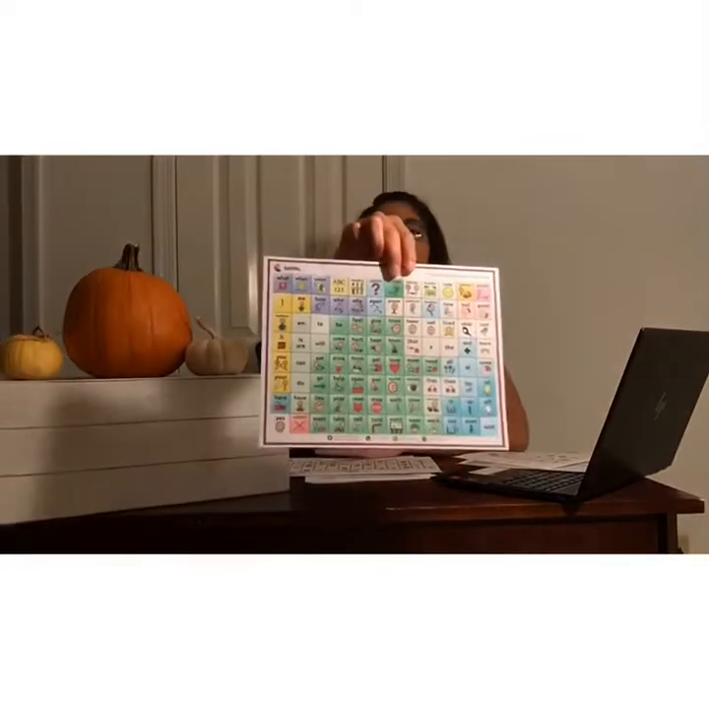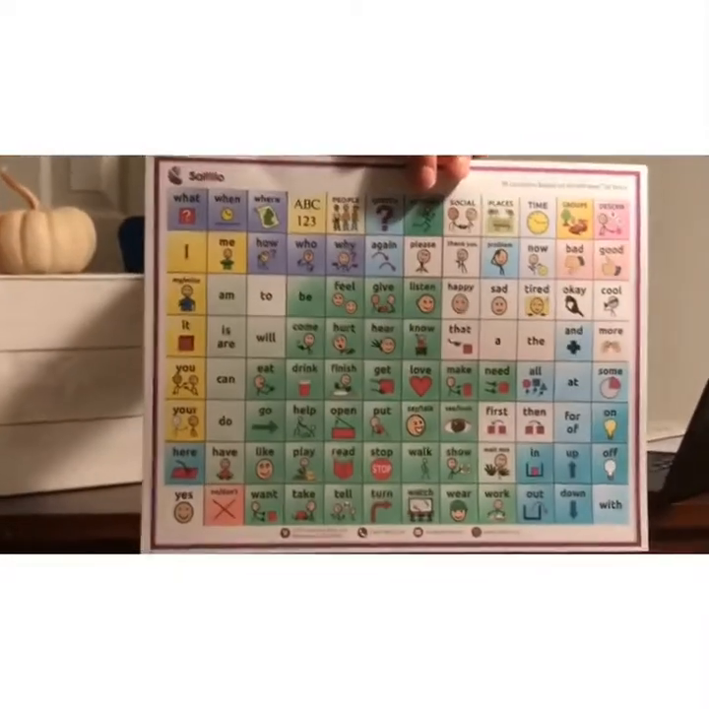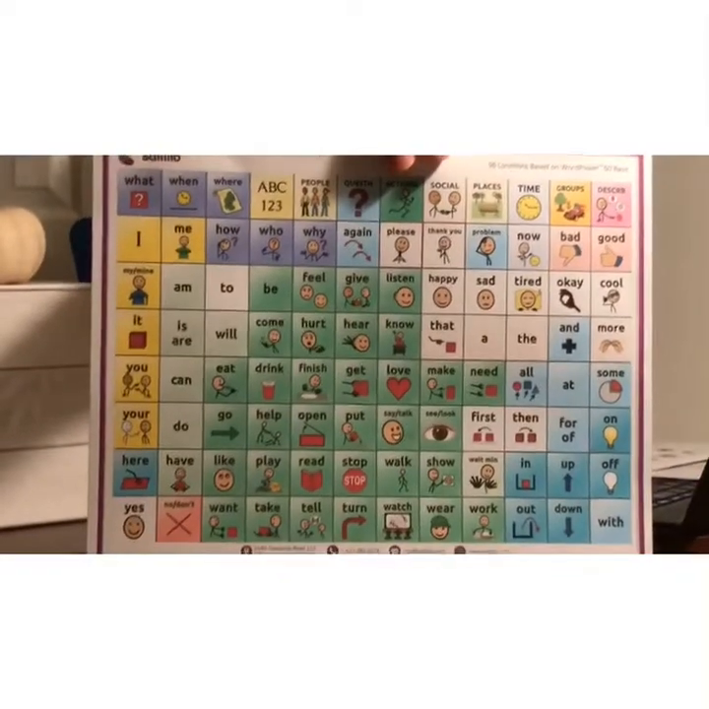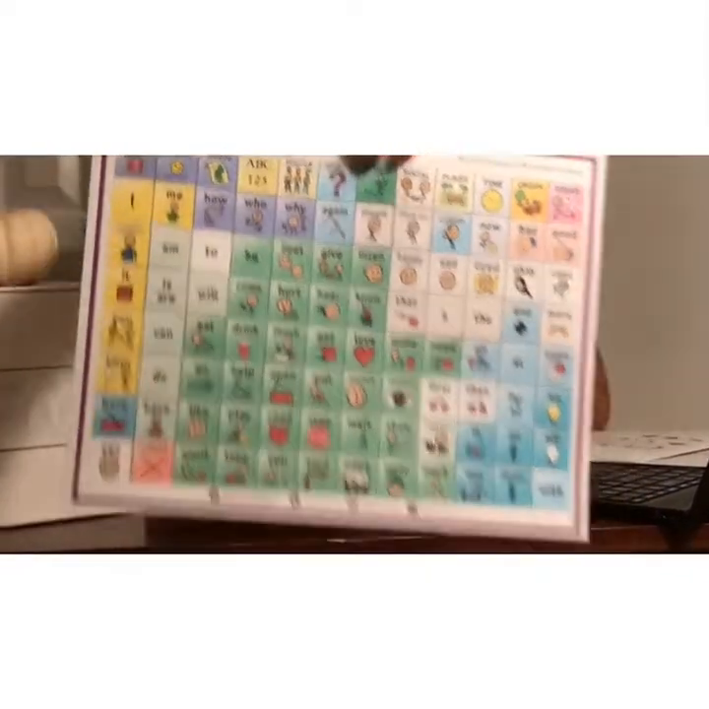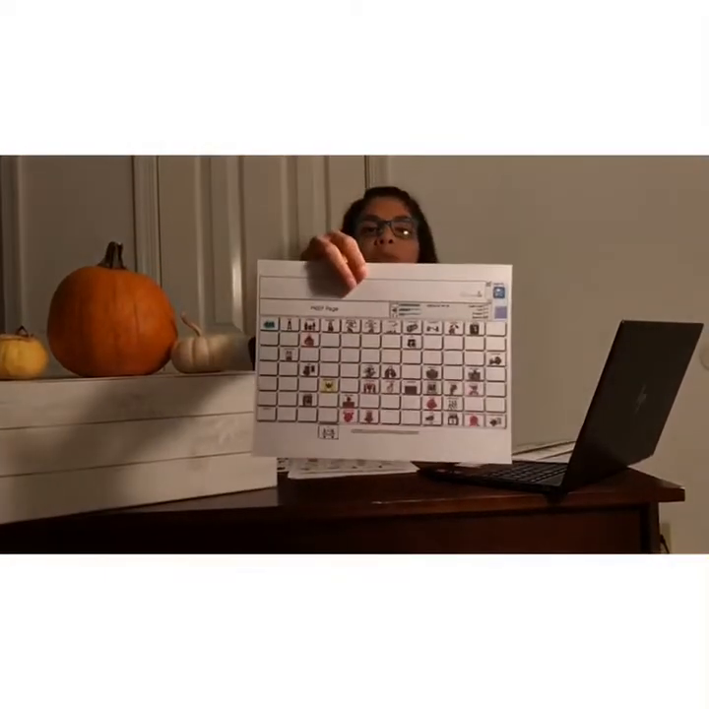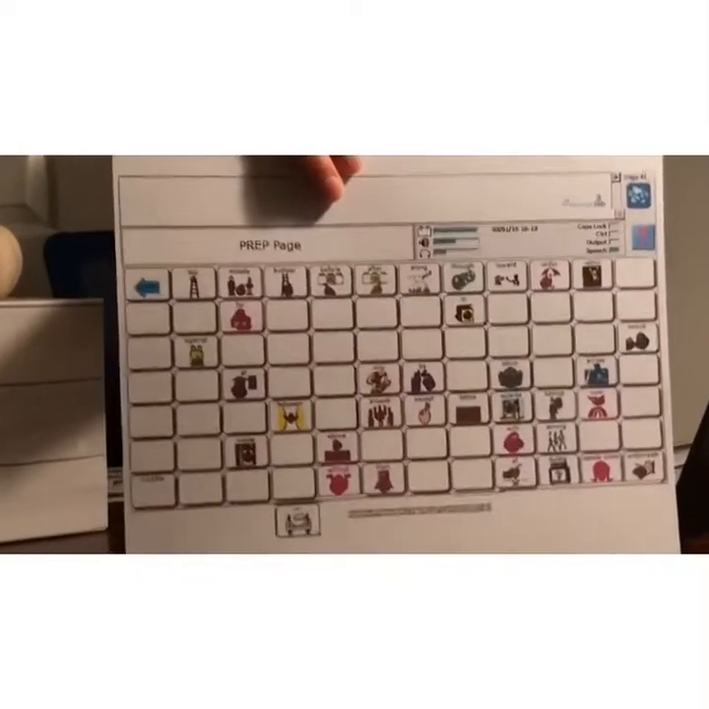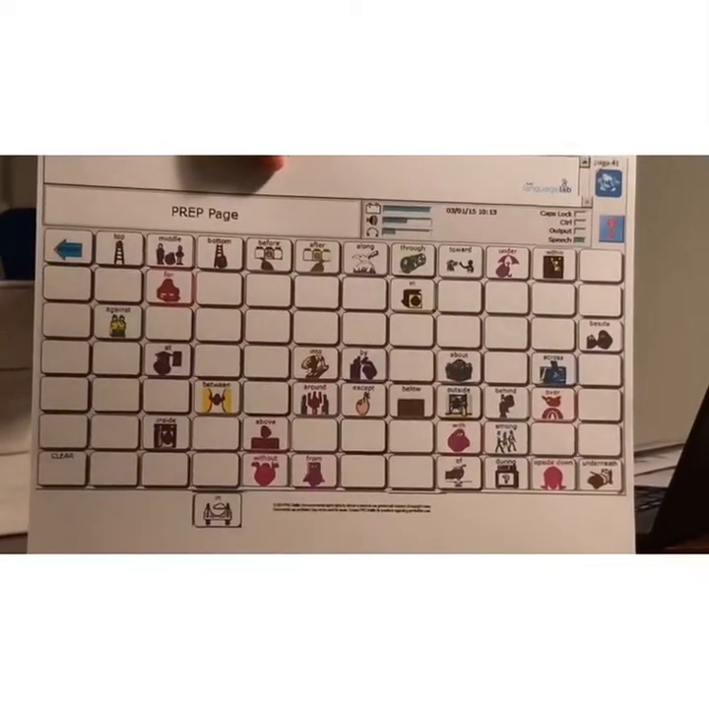The second one is from Saltillo's web page, and it's just the TouchChat Basic 60 is the one that I think that I went with. So there's that board. And then the third board that I have is from Language Lab, and I want to say this one was from the LAMP system, and it's the prepositions page specifically.